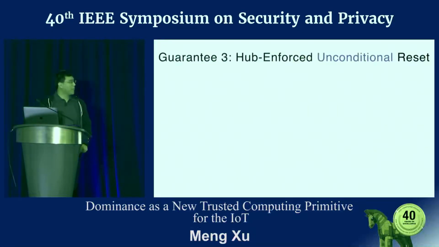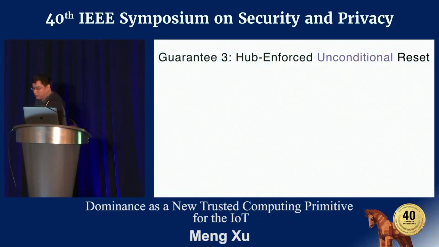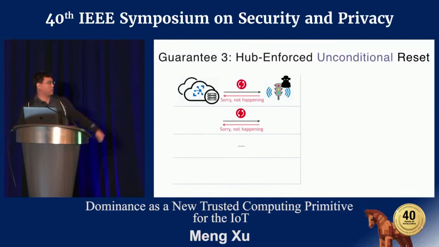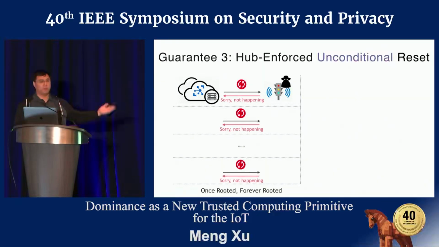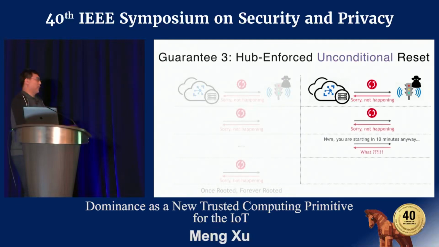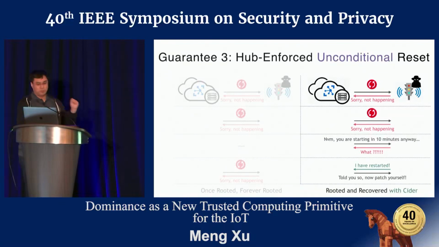So the third guarantee is that we are going to unconditionally reset the device if the hub thinks that the device is not functioning very well. Basically, in a normal case, the hub can try to talk to the device, but the attacker can simply refuse to cooperate. But with CIDR, we want to give you the guarantee that even if the attacker stops responding, you are still guaranteed to be reset in 10 minutes, no matter what. And this is the thing we want to provide with CIDR. But how do we do that?